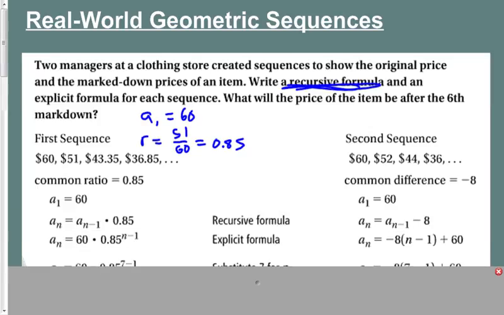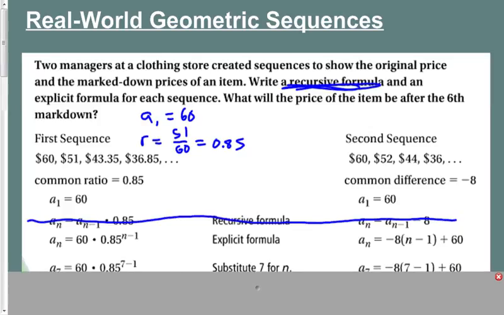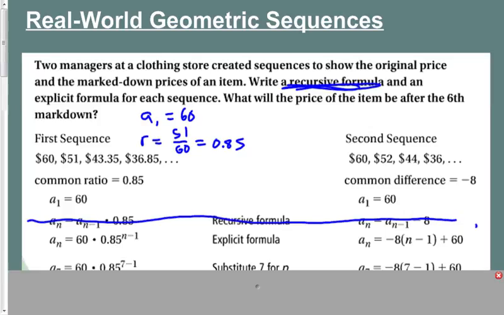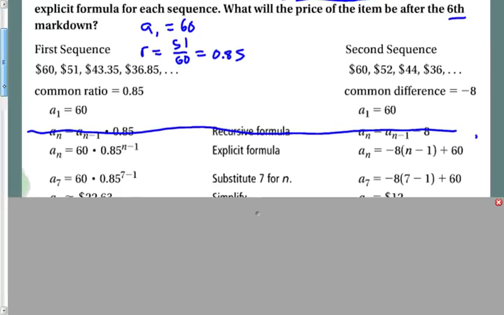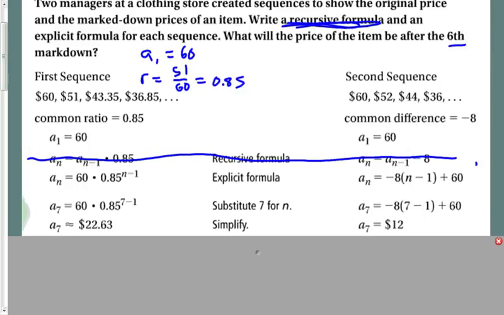I don't like the recursive formula. But the explicit formula, we can't quite do it for the one on the right because it's not geometric. So this is actually the arithmetic sequence. And over on the left, we plugged in 60 for the starting point, 0.85 for the rate, and raised it to n minus 1. In this case, we're trying to find this after the 6th term, so it's going to be 6 minus 1. Well, I guess after the 6th term, so it'd be the 7th, so 7 minus 1.